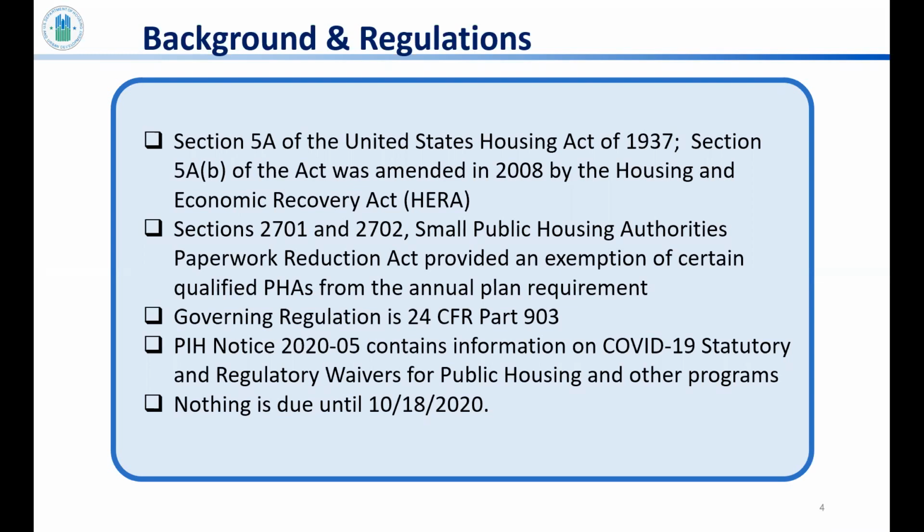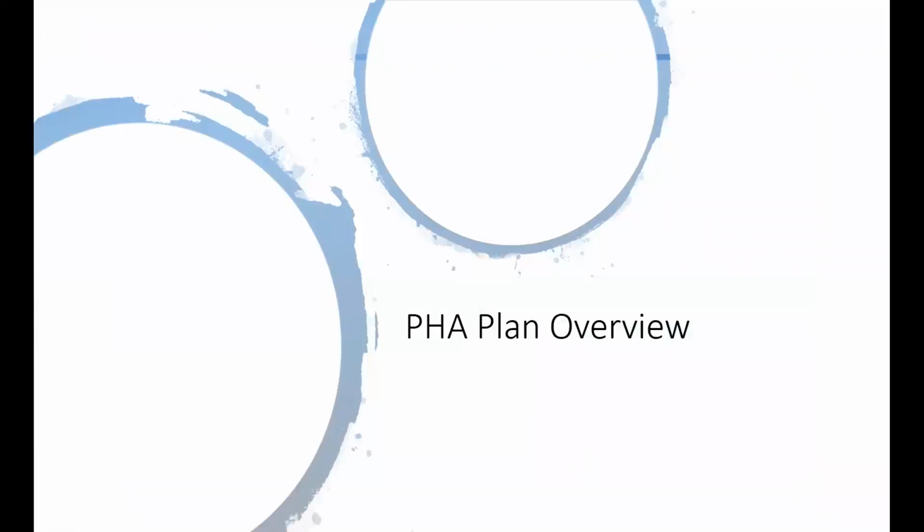So there was a notice issued back in the April, May timeframe. It was the PIH notice 2020-05 that contains information on the COVID-19 statutory and regulatory waivers for public housing and other programs. So basically, we've changed some of the due dates on your plans. In a nutshell, nothing is due till 10/18/2020. And we'll go over this, I believe, in the next few slides.